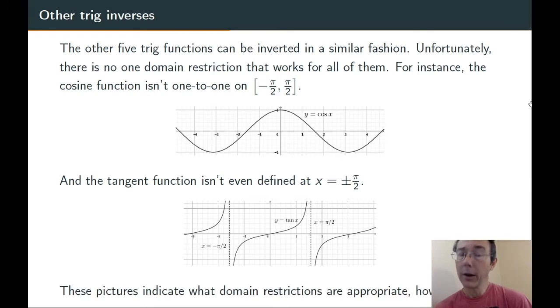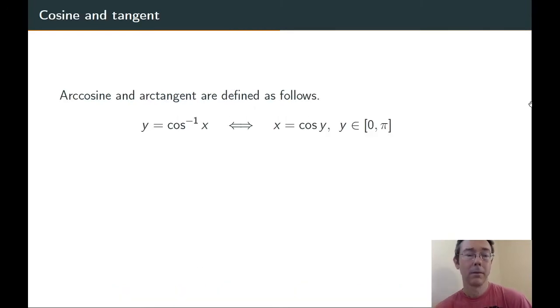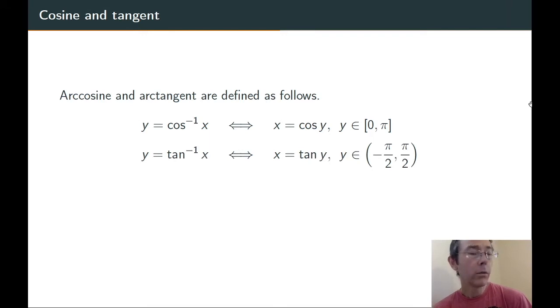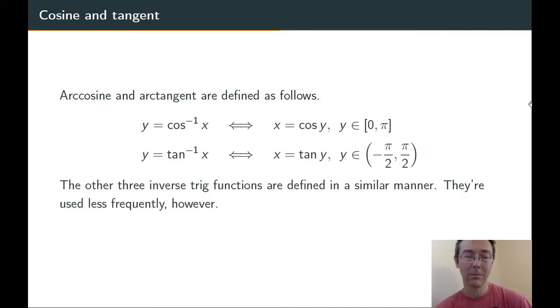These pictures are helpful because they do suggest to us what some good restrictions might be. Here are the definitions. Y equals inverse cosine of x means that x equals cosine of y, and y is on the interval 0 comma pi, closed interval. And y equals tan inverse of x means that x equals tan of y, and y is between negative pi over 2 and pi over 2, this time leaving out the endpoints to respect those vertical asymptotes.